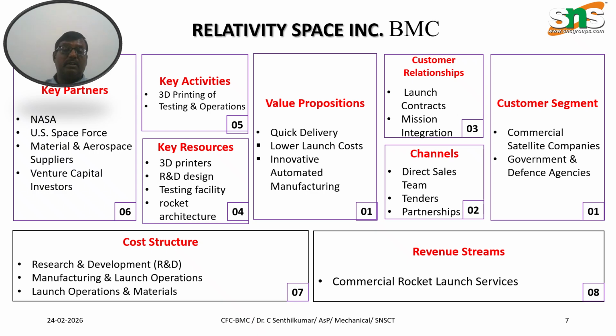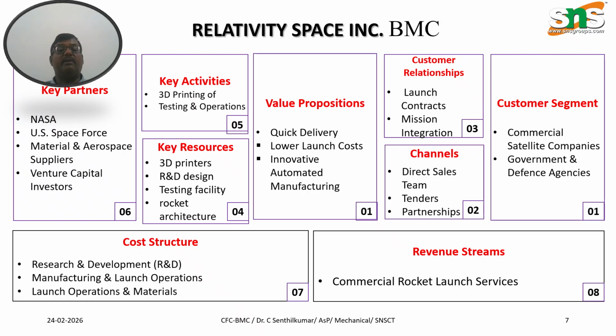The fourth step is key resources. It has 3D printers, R&D design, testing facilities and rocket architecture, all the facilities to launch the rocket, test it and do R&D based on the 3D printing method. The fifth step is key activities. They do 3D printing, testing and operations.